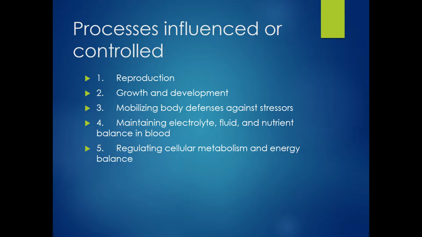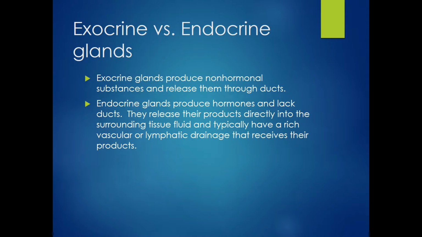And then, very, very important, remember that we have an internal environment that we need to maintain, and so our endocrine system is going to help us maintain that environment. So electrolyte, fluid, and nutrient balance in the blood is maintained, and then cellular metabolism and energy balance. So those are the things; anything that we see the endocrine system doing won't fall outside of those 5 groups.